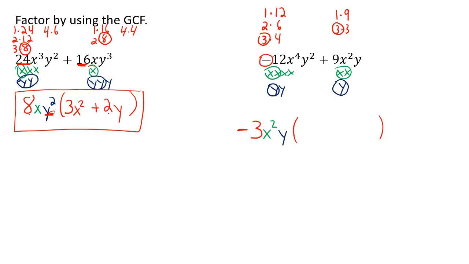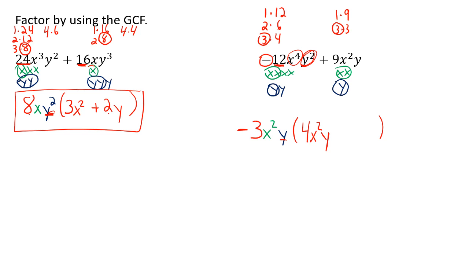And so now I've got to once again think to myself, negative 3 times what gets me that negative 12? A 4 would. Negative 3 times 4 gives me negative 12. I have 2 x's. I started with 4, so I have 2 left over. I have 2 y's, but I took 1 out, so I have 1 left over.